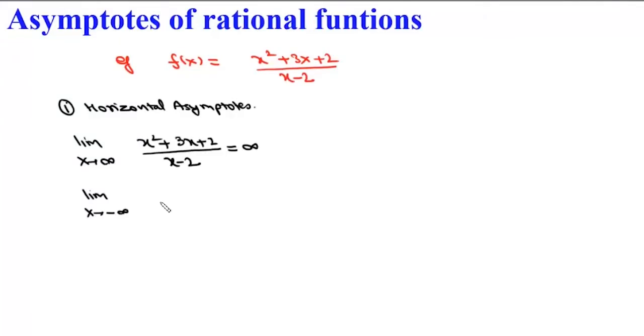Now if we look at this limit, x tends to minus infinite, it will be x square plus 3x plus 2 upon x minus 2. Again here the degree of numerator is greater than the degree of denominator. So here it will be minus infinite. So for this rational function there is no horizontal asymptote.